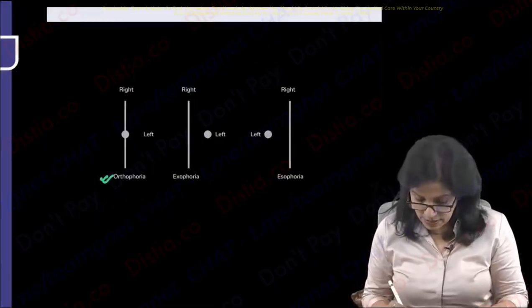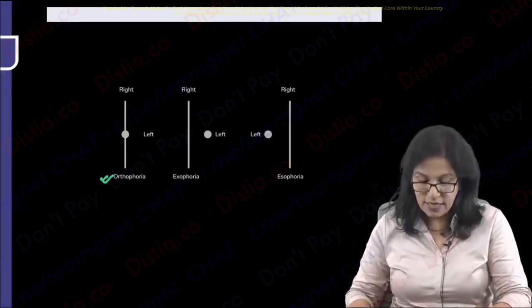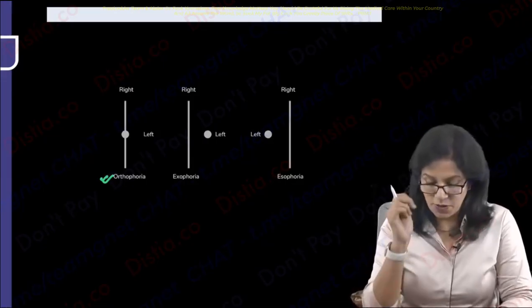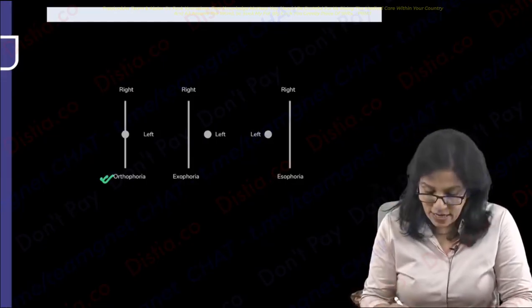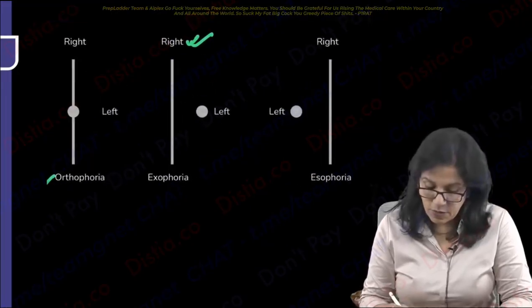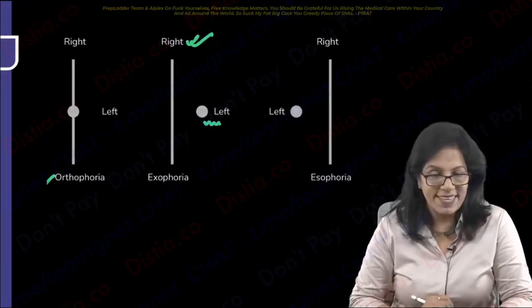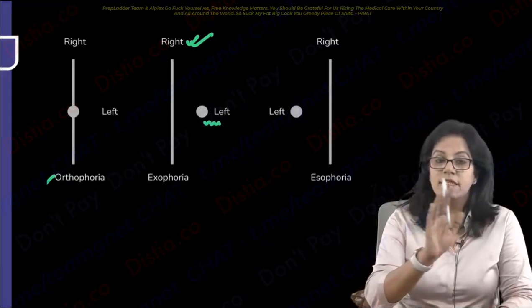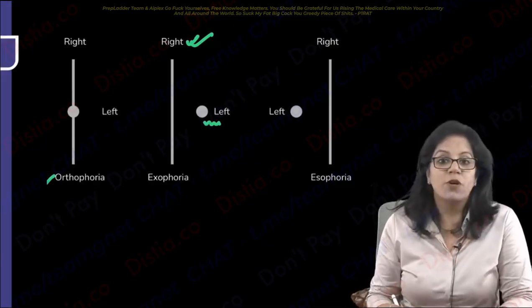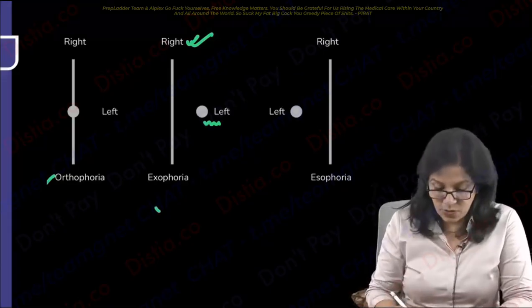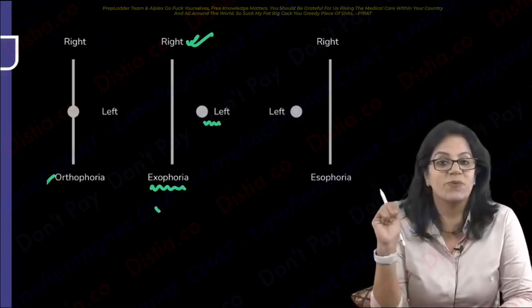Now suppose the patient says that the line of light is to the left of the spot of light. In this case, the line is seen by the right eye in this patient, and the spot of light is seen from the left eye. The alignment is such that the line of light is to the left of the spot of light. It is crossed. Cross diplopia is seen in exo. So this patient has exo.